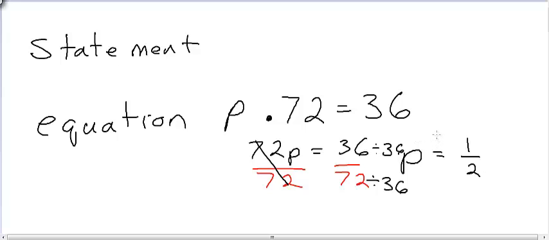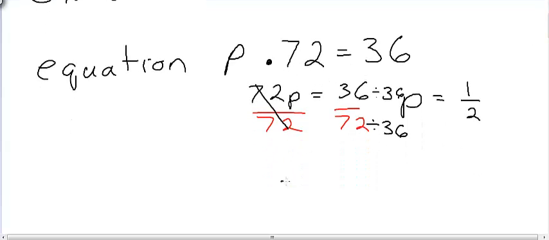So 1/2 is my percent. Now I want to change that into a more recognizable form, so 1/2 is equivalent to 0.5. As a percent, I'm going to change it by multiplying by 100. The effect is moving my decimal point 2 spaces to the right, which means I now have the number 50, or in this case 50%.